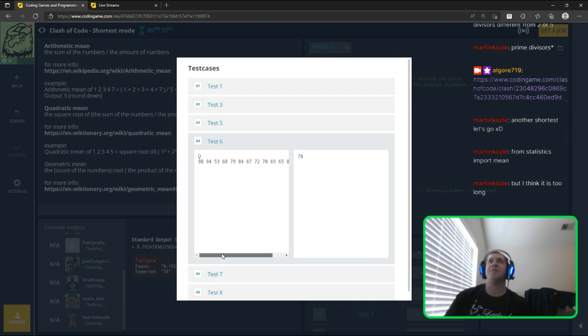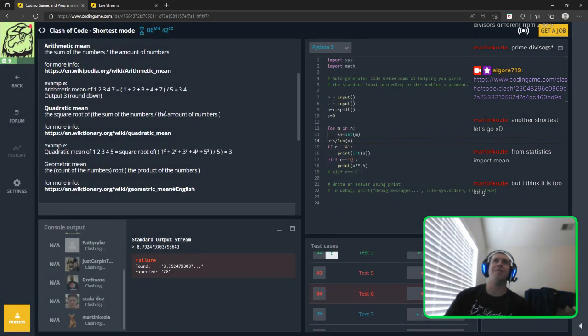Also way off too. So let's see, what is test 6? So it's looking for, wait, is it just lying to us? That just looks like the average. Square root of, oh. Wait, what? The square root of 1 squared plus 2 squared plus 3 squared. Ooh, this is gonna get ugly really quick.